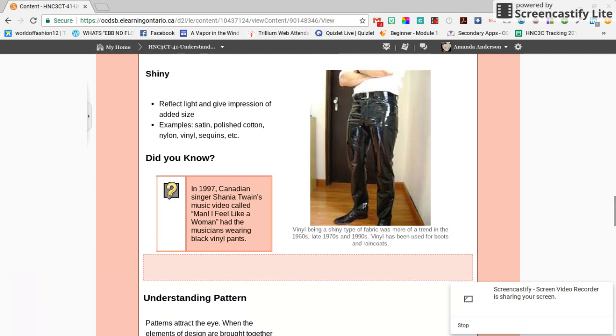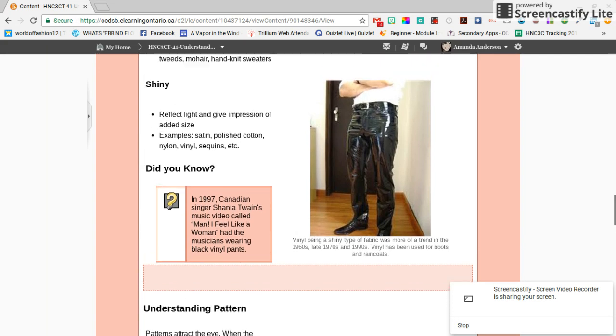Shiny. Shiny reflects light and it makes the wearer seem larger than they are. And so satin, nylon, vinyl is shiny. It's generally used for things that aren't garments that we wear all the time, so like boots or raincoats, more like accessories. But vinyl pants do exist.